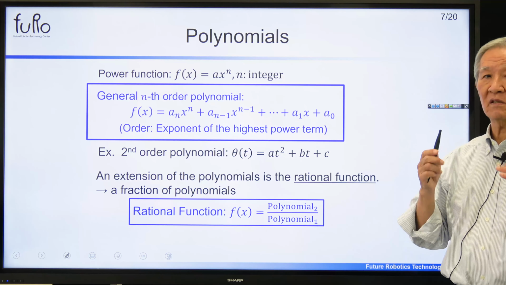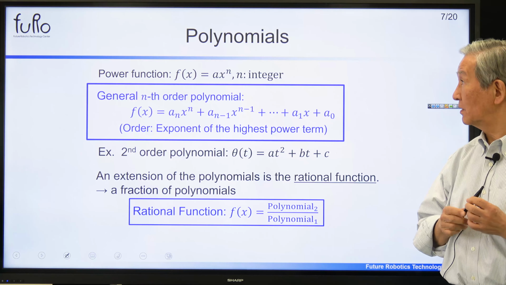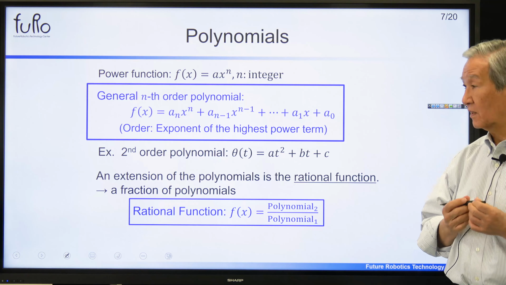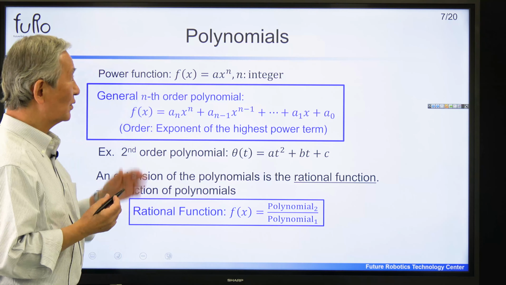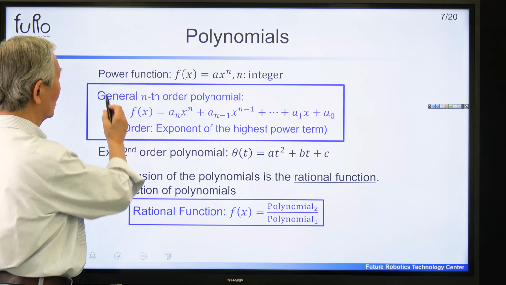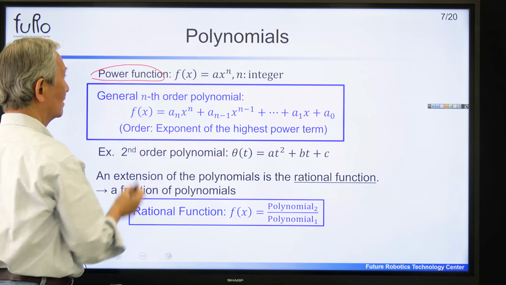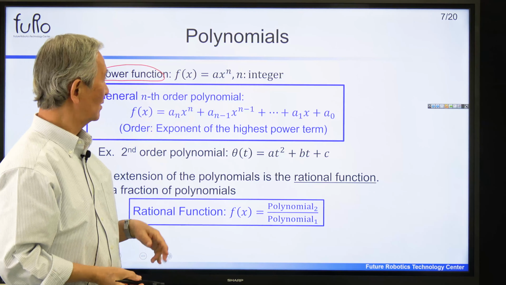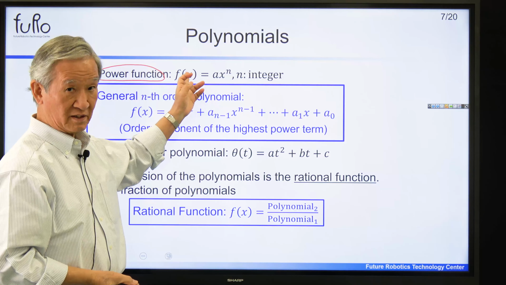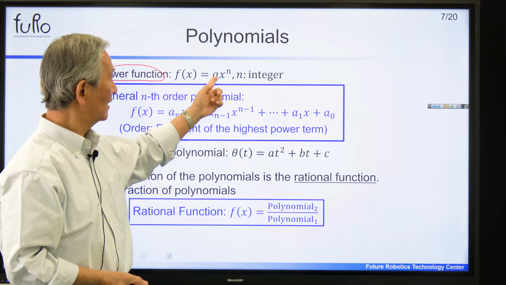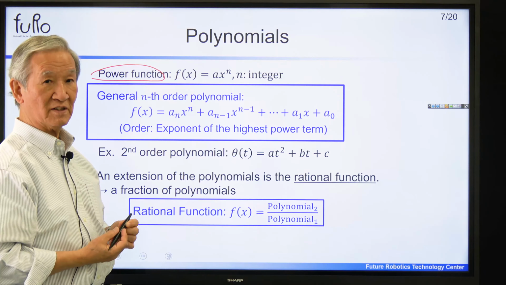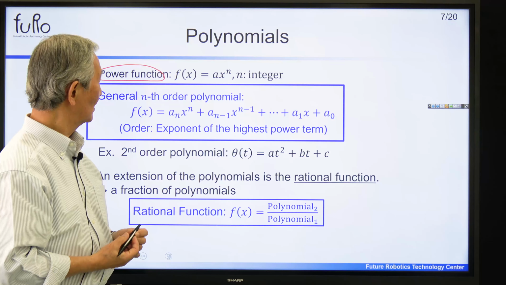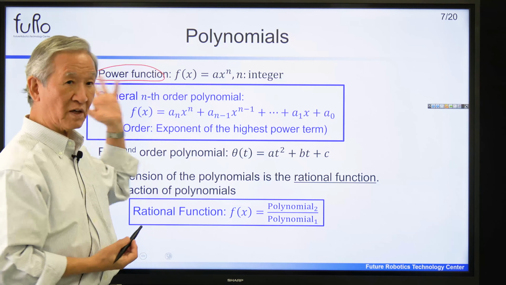So let's start talking about the polynomials first. Other functions later. Before starting polynomials, we have to talk about the power function here. This one here is a times x to the n, where a is a constant, x is the variable, and n is an integer, right? This is the index. That's the type of function that we call a power function.